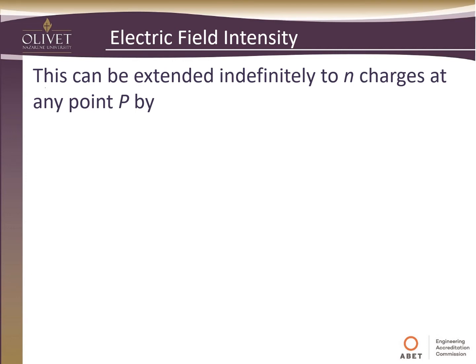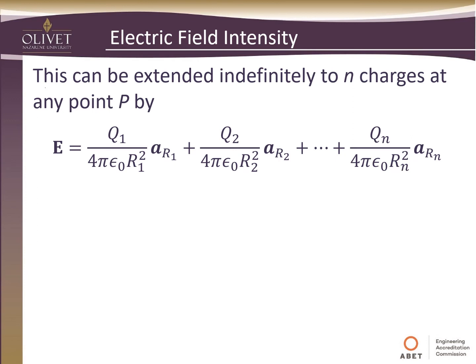We can now extend this indefinitely. That was for a single charge, but we can extend this to an infinite number of charges if we want, or n number of charges at any arbitrary point P. The way we do this is we take the contribution from each charge, Q1, Q2, all the way up to Qn, and we do vector addition. All these charges are in different locations, so these unit vectors will be pointing in different directions. As long as we follow the rules of vector algebra that we've already discussed, we should be able to determine what the electric field intensity is at any point of interest.